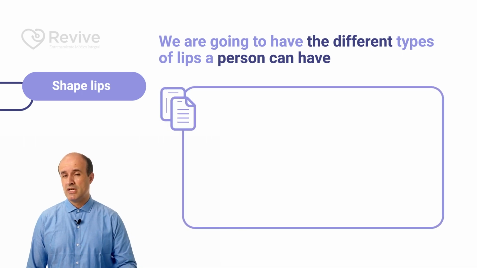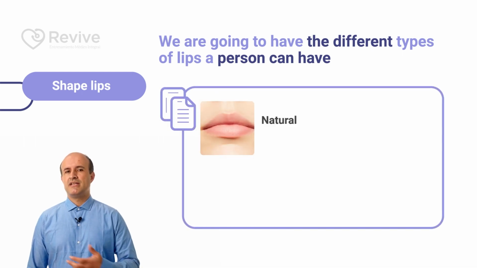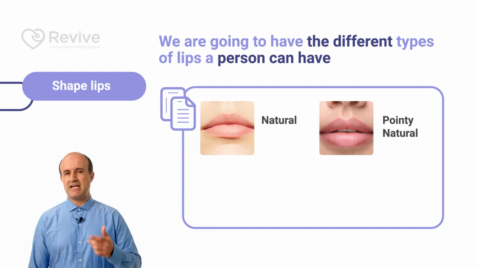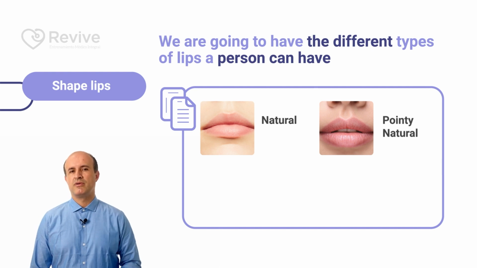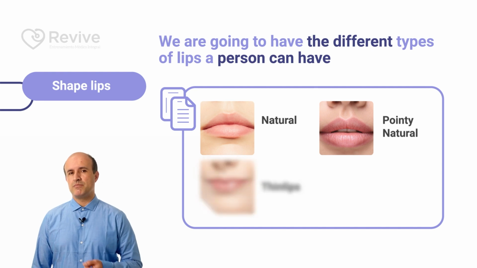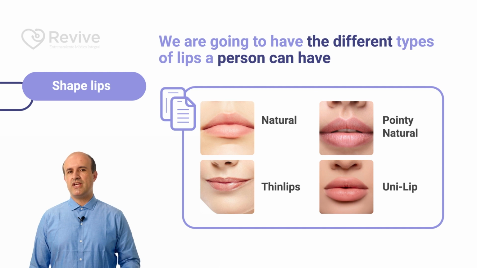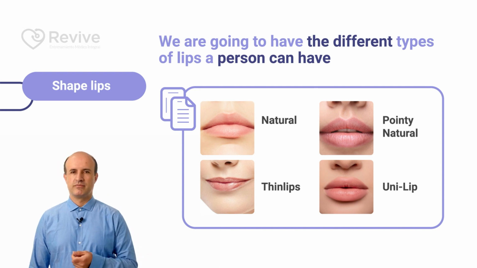We have first the natural. That is the most common type of lips in people. The pointy natural are the type of lips that has a triangular shape in the top lip. Then we have the thin lips that are small and linear. Then we have the uni-lip that has a uniformity in its shape.